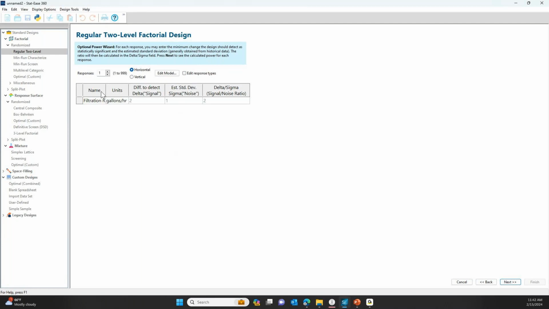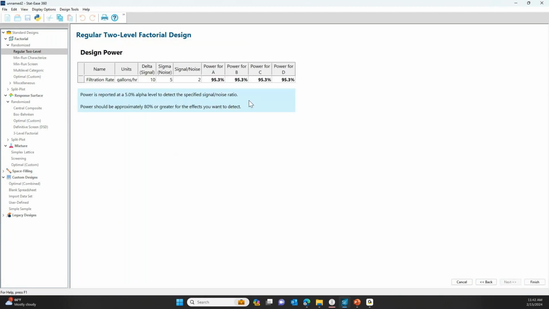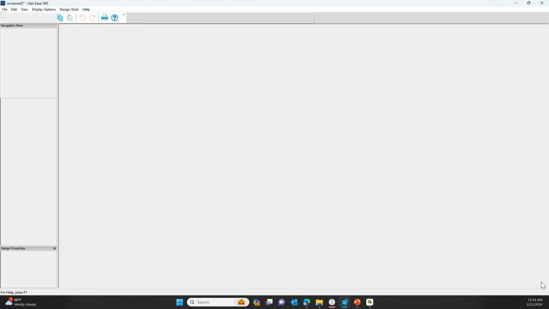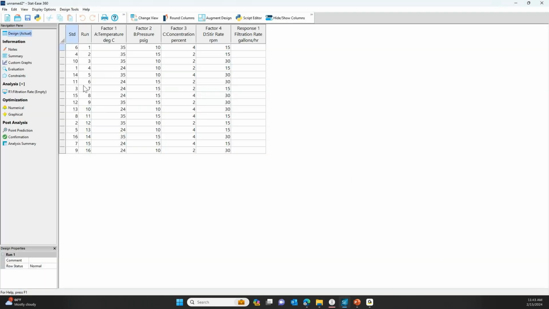Here I have that power calculation. So I want to make sure that I put the numbers that were given to us, the 10 and the 5, and the ratio is 2, right? 10 divided by 5. And that drives that power calculation. And the blue boxes, the annotation boxes, help us understand the key information on each of the screens that we're looking at. It's Stat-Ease, so we want to make it easy for practitioners like you and me to come back in and make sense of what we're seeing. So here it says power should be at least 80% or greater, and yep, we're good. So there it is. So we'll finish the design, and we have our 16 runs.